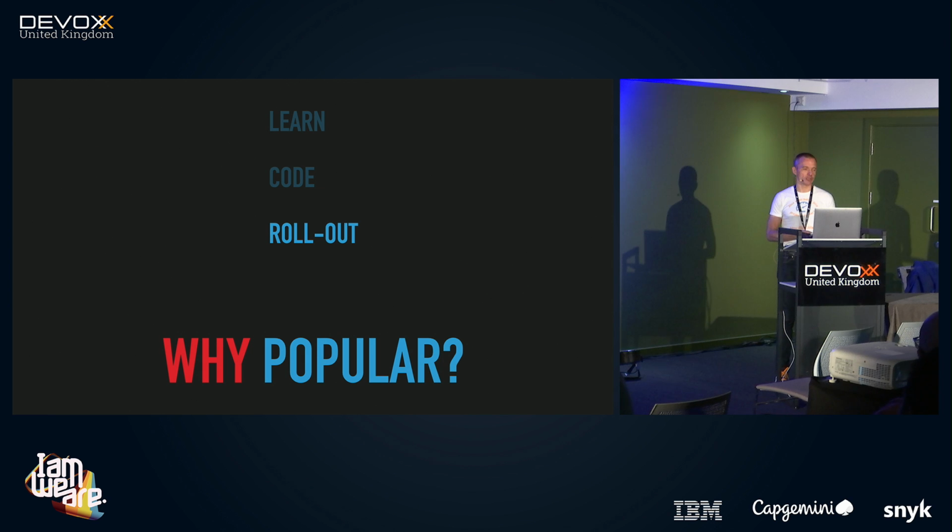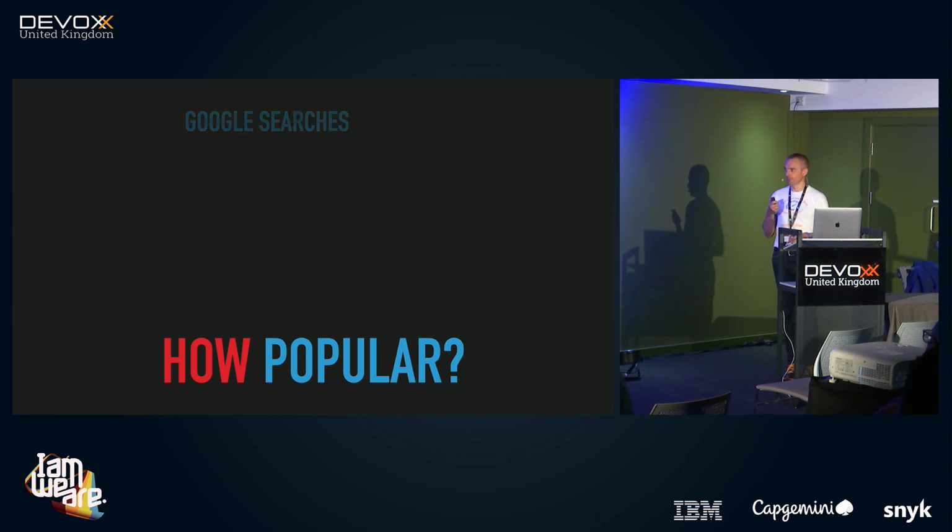And finally, it makes it easier to roll it out because it's easier to hire a developer and to get management buy-in. Okay. How do we measure popularity? How did I measure popularity? You can find it on the page.